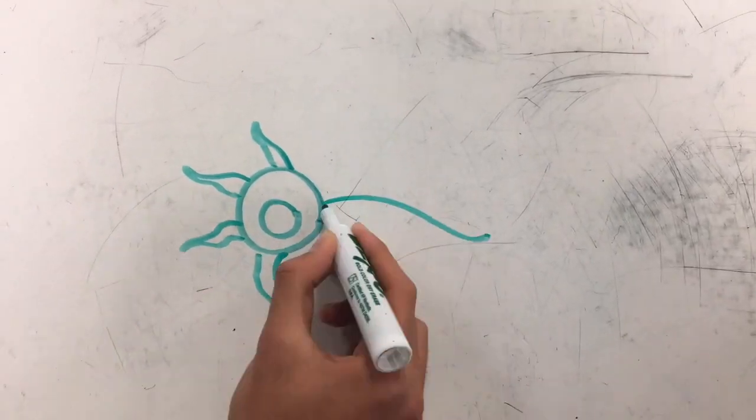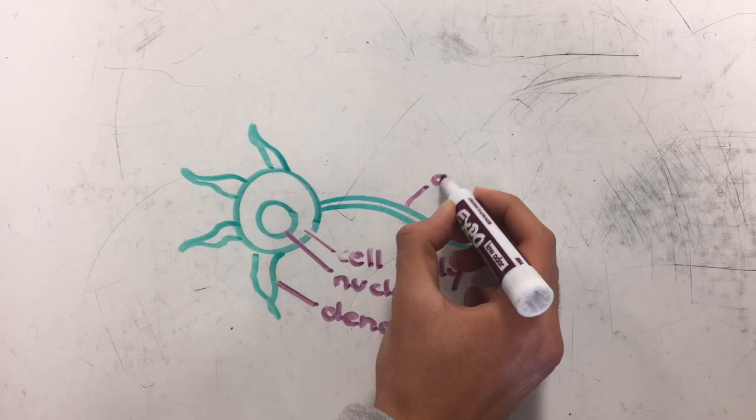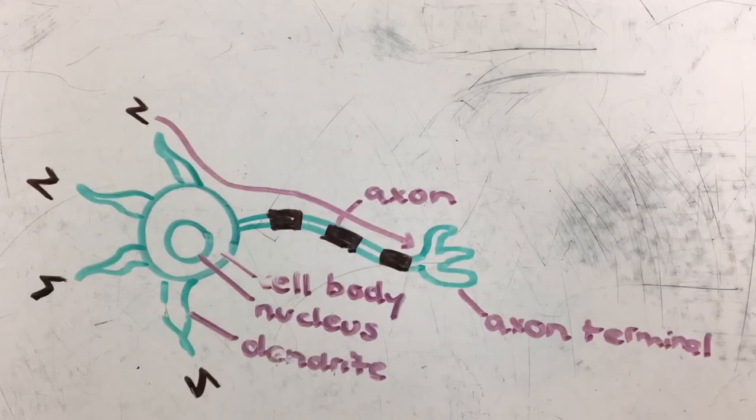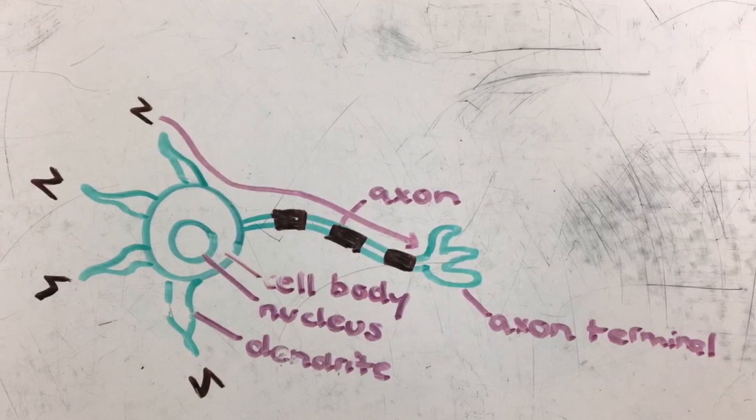Look at the parts of a neuron. A typical neuron has a cell body, nucleus, dendrites, axon, and axon terminals. Let's pause to take a look at what each part does. The cell body and nucleus are not unique to nerve cells, so we'll focus on the other parts.